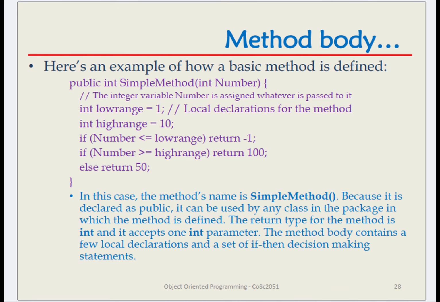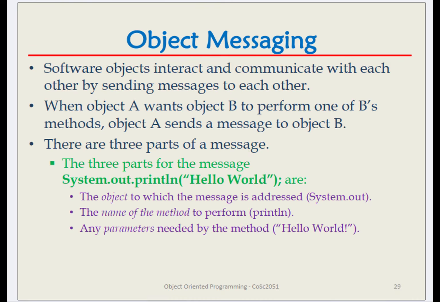SC 2051-28. Object messaging software. Objects interact and communicate with each other by sending messages to each other. When Object A wants Object B to perform one of B's methods, Object A sends a message to Object B. There are three parts of a message.